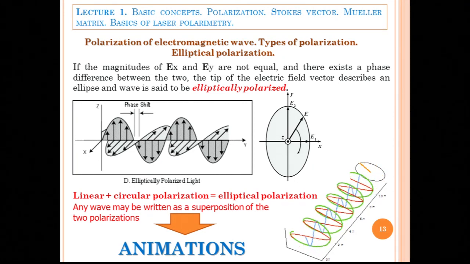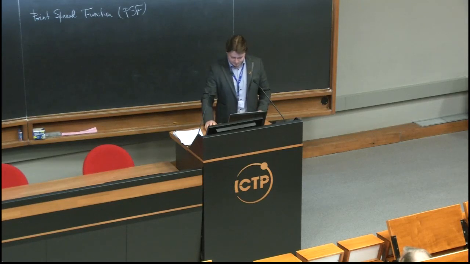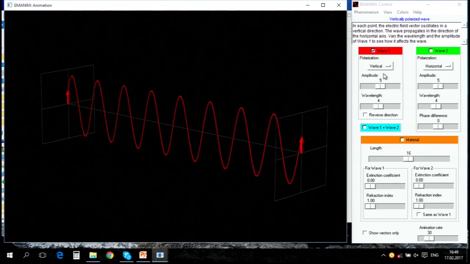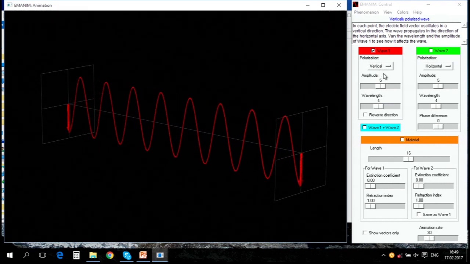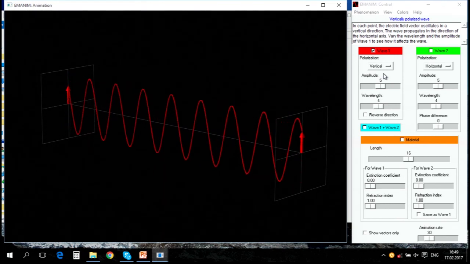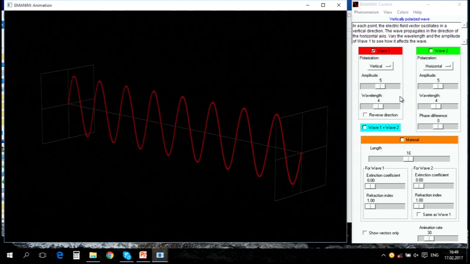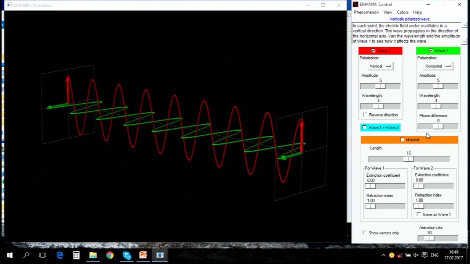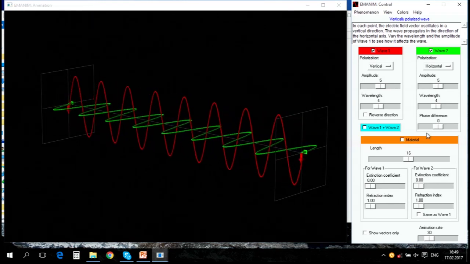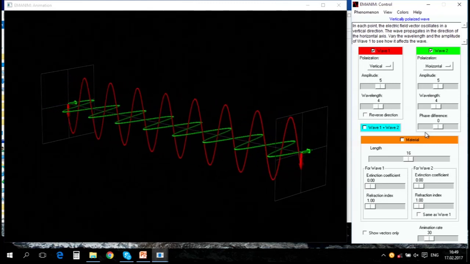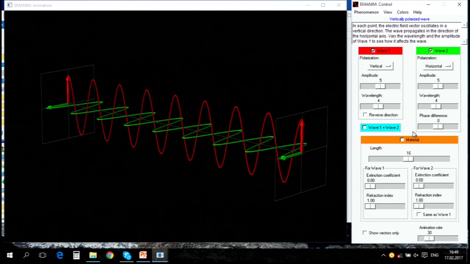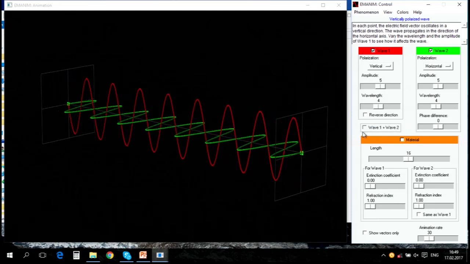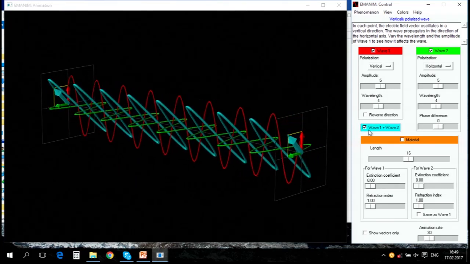Let's see an interesting program. You can download it freely through the internet. It's called Emanim. So if we have a linear polarization, this one, and another linear polarization, these two waves, what should we obtain when we add one to another? Yes, exactly. We will obtain also a linear wave, but in this direction, this blue one.